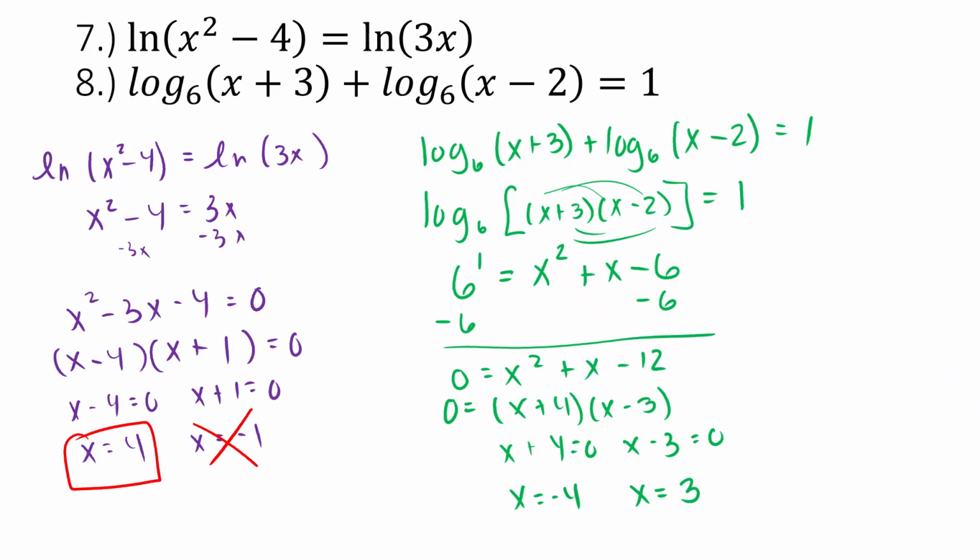And right off, really quick, negative 4 plus 3 is negative. Negative 4 minus 2 is negative. That does not check. 3 plus 3 is positive. 3 minus 2 is positive. The 3 does check. Almost done.